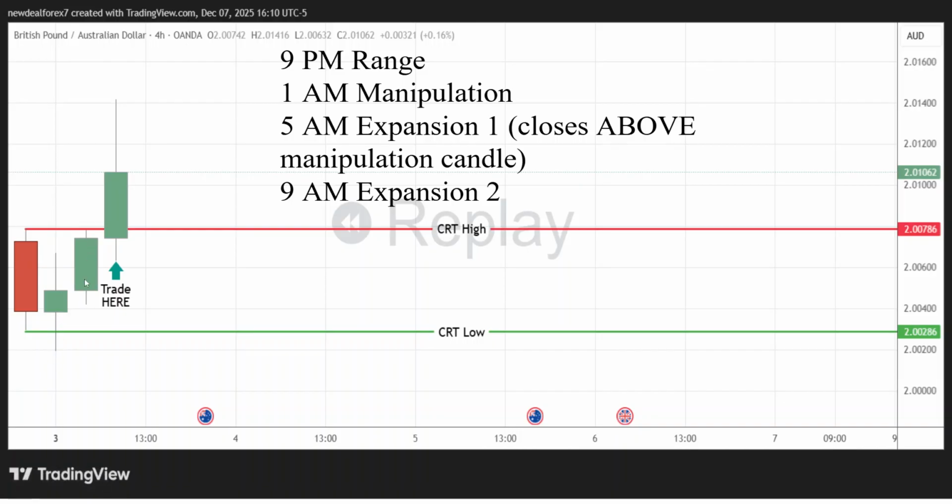5 a.m., like I said, is our traditional trading time, under the traditional CRT model. But if we want to trade the breakout, we trade here. Let me repeat it again: candle 3 must close above candle 2. You see the high of candle 2 right here? Candle 3 closed above it. So because we have that, now we can look to trade this expansion candle 2 right here.